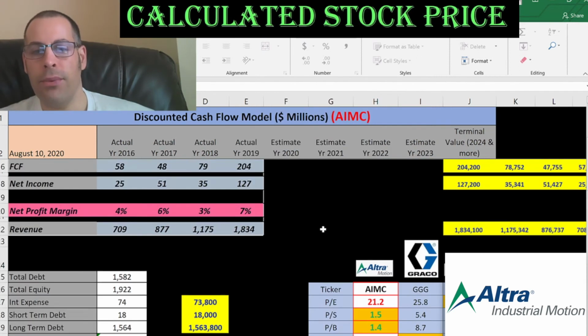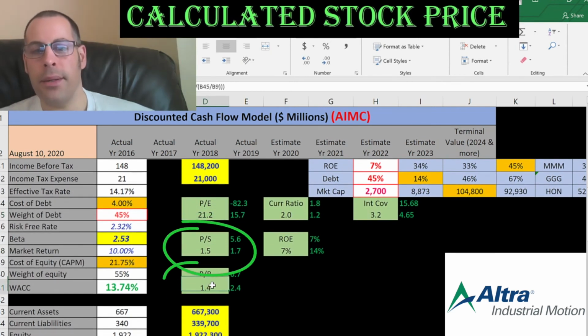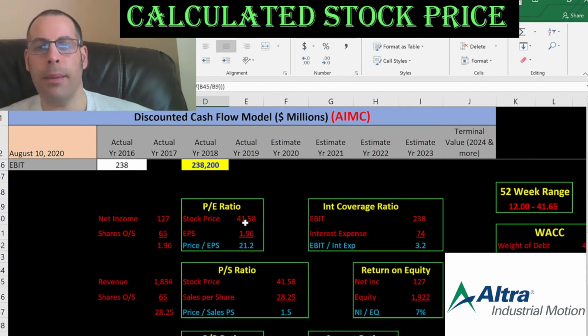Let's look at the financial ratios. They have a high PE, a good price to sales, and a good price to book. So PE is stock price over earnings per share. To calculate earnings per share, that's net income over shares outstanding. And I like to see below 15. They're at 21.2. This means investors are willing to pay $21 for $1 of earnings.